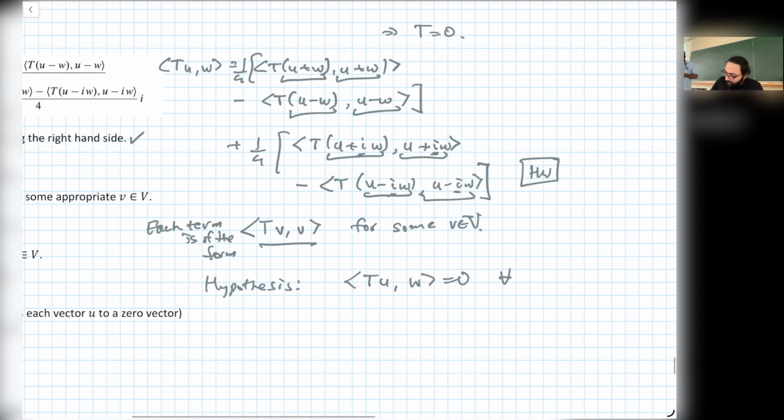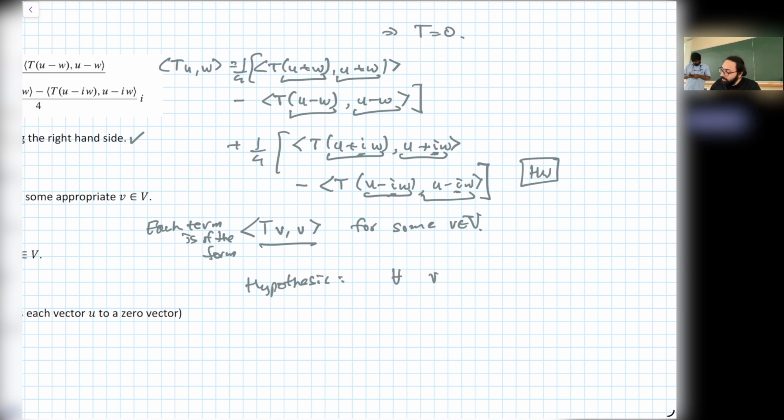What does our hypothesis say? It says that for all v, T(v,v) is 0. This is just from the assumption that we started with, correct? So what does that imply? Can we say something about T(u,w) from this? Since all terms are of the same form, it's immediate, right? So this is 0.